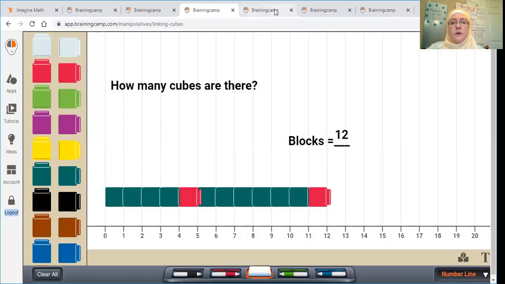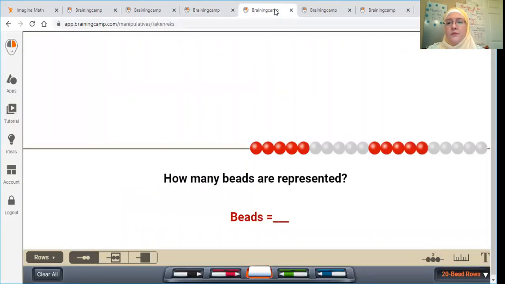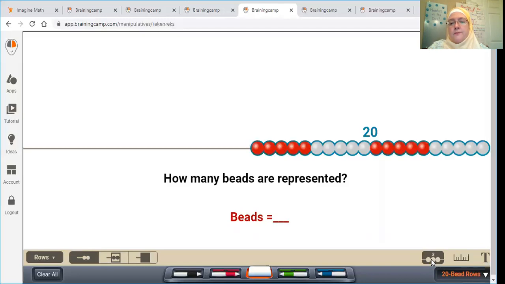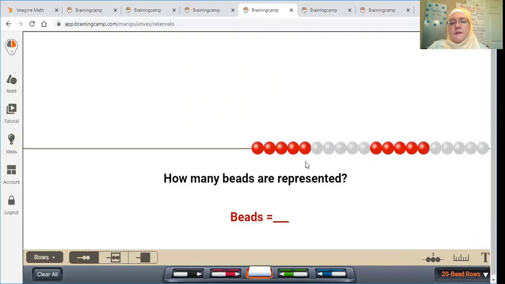Let's go to another one. Oh, the Rekenrek. So I think most of you were able to see this in your classroom before. This is basically like moving beads along on a line. Let's see how many they have all together. So there are 20 beads on this Rekenrek, and those beads are going to help us to count.